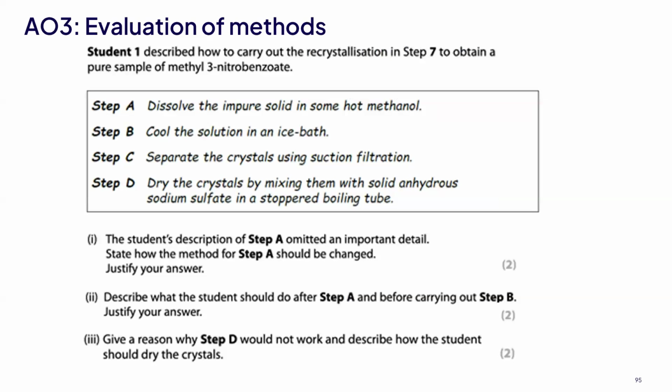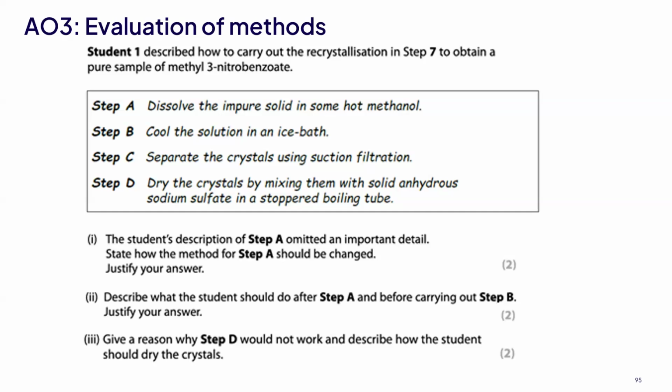Here's a question on evaluation of methods. Describe how to carry out recrystallization in step 2. Student 1 described how to carry out the recrystallization. And then there are 4 steps. The student's description of step A omitted important details. State how the method for step A should be changed and justify your answer. So this is an appreciation of not only a knowledge of how it was carried out, but why it was carried out.